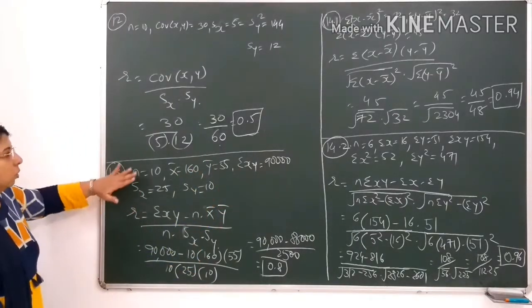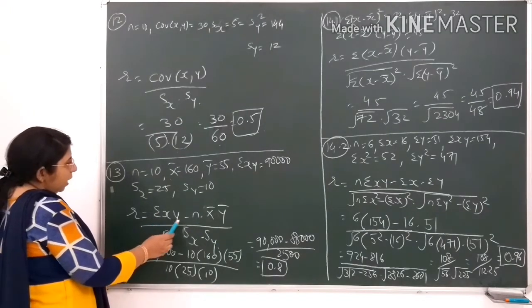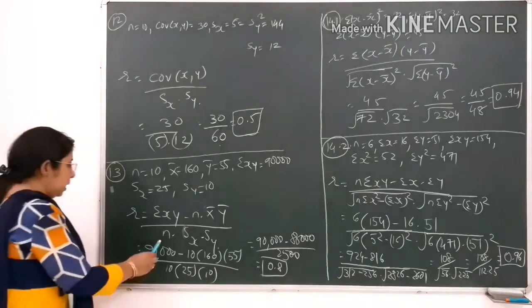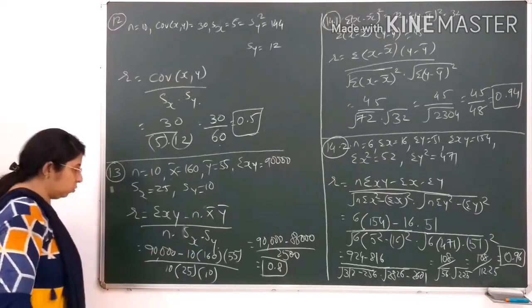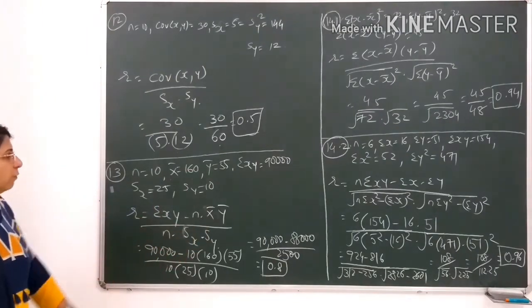Over here, according to the given data, you have to apply the formula of r, that is sigma xy minus n x bar y bar upon n into Sx into Sy. So sigma xy, just placing all the data that has been given in the formula.